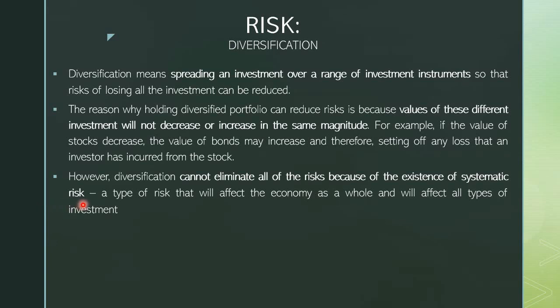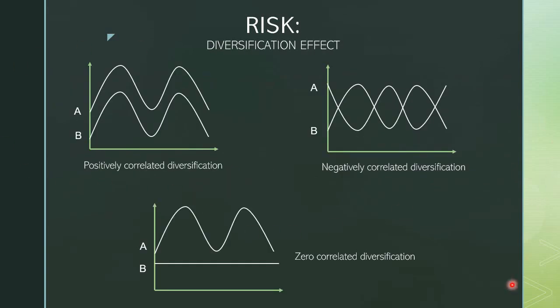Okay, however, diversification cannot eliminate all risks because of the existence of systematic risks, like purchasing power risk, inflation risk, interest rate risk, because those types of risks affect the company as a whole and will affect all types of investment. So we cannot run away from systematic risk, but we can reduce the unsystematic risk. So these are the effects that we can see.